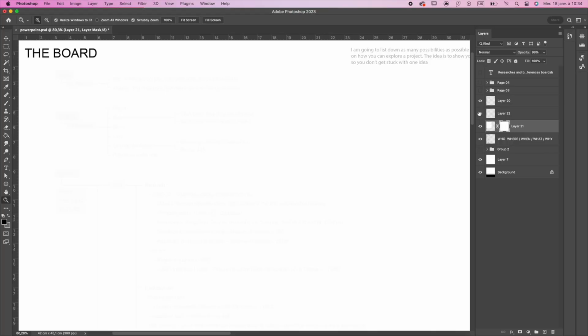The board is pretty much a way to list down everything you need to know about your project. And the main information you want to ensure are who is it about, where is it happening, when is it happening, and why it's going on. And so your job in this board is just to figure out exactly who's going to be your character and when the action is taking place and why is this action taking place.